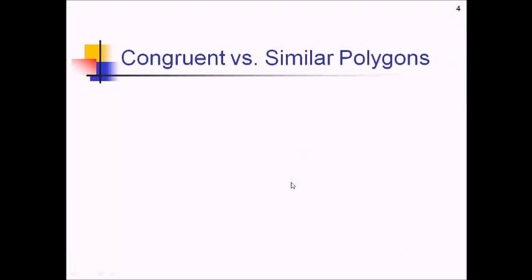So our algebraic review is over. At this point, we're going to start talking a little bit of geometry here. We're going to compare congruent and similar polygons. Now, before we can do this, we need a little crash course in congruence, or at least a review.